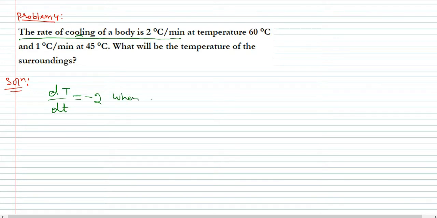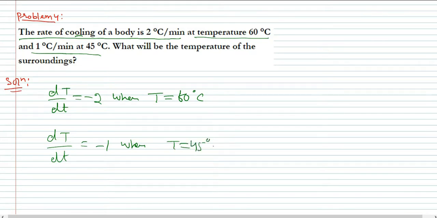When the temperature is 60 degrees, the rate of cooling of the body is this, that is, when the temperature of the body T is 60 degrees centigrade. Also, dT/dt is equal to minus 1 degree per minute when T is equal to 45 degrees centigrade, right? Now what's asked is to find the temperature of the surroundings. We have to find T_A, the ambient or room or surrounding temperature.